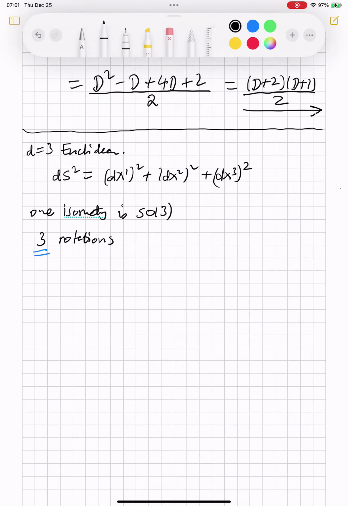We always rotate in a plane. Rotating about an axis is special to 3 dimensions. Because we rotate in a plane, there are 3 rotations. What are we counting? We're counting the number of planes. In d equal to 3, we've got the 1, 2 plane, the 1, 3 plane, and the 2, 3 plane. So we've got a total of 3 planes.